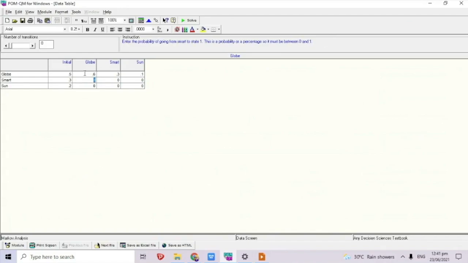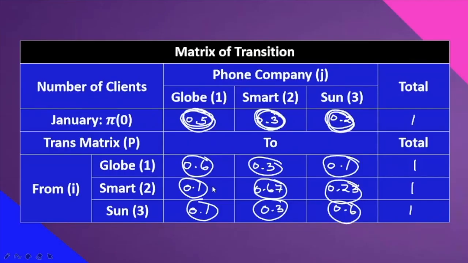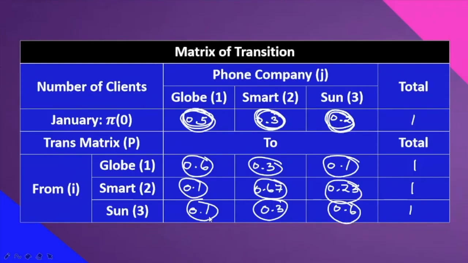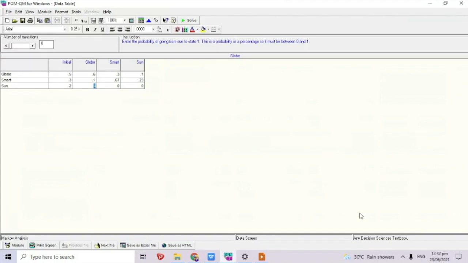Okay? Next, for the smart row, we have smart to globe, 0.1. Smart to smart, 0.67. Smart to sun, 0.23. So let's write it here. Smart to globe, we have 0.1. Smart to smart, 0.67. And smart to sun, 0.23. So next, we have here sun to globe 0.1, sun to smart 0.3, and sun to sun 0.6. So let's write it here, 0.1, 0.3, and 0.6. Now, after having our inputs, you can click the solve button.